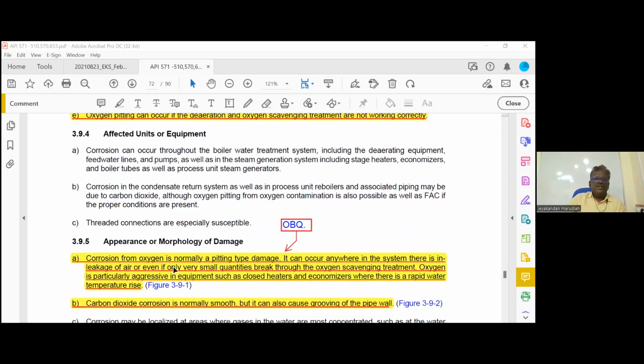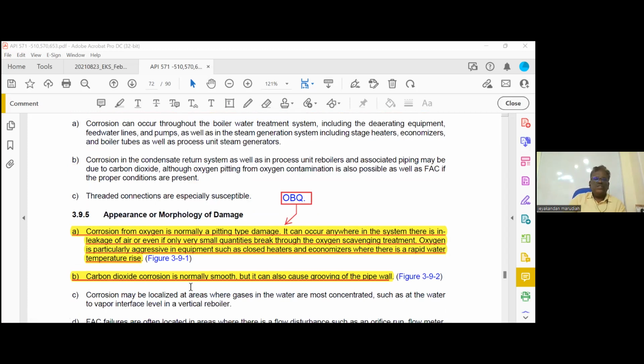Then appearance: corrosion from oxygen is normally a pitting type damage. It can occur anywhere in the system where there is a leakage of air or even only small quantities break through the oxygen scavenging. Oxygen is particularly aggressive in equipment such as closed heaters and economizers.